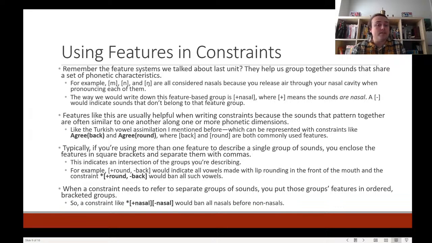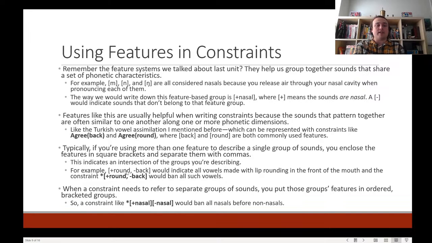So typically, if you're using more than one feature to describe a single group of sounds, so let's say I don't just want nasals, right? Let's say I want nasals that are also made with the lips. So I might say plus nasal, plus labial or something like that. If you want that, you're going to enclose those features in square brackets in your constraint and separate them with commas. What this indicates is an intersection of the groups you're describing.